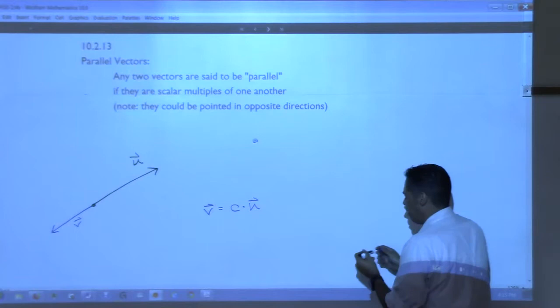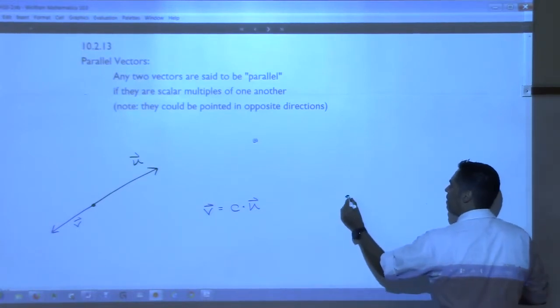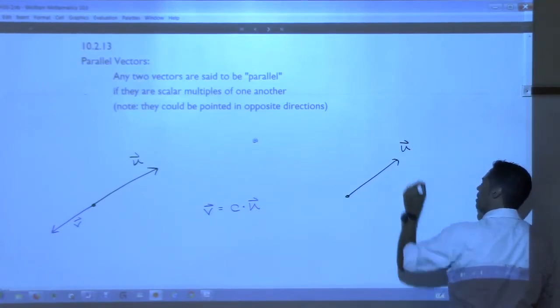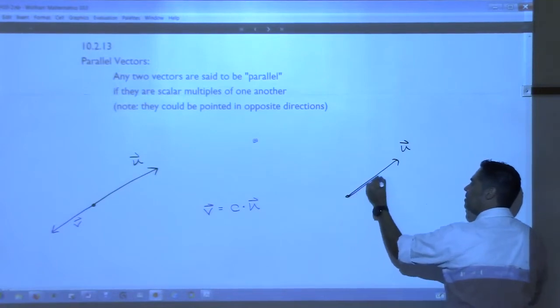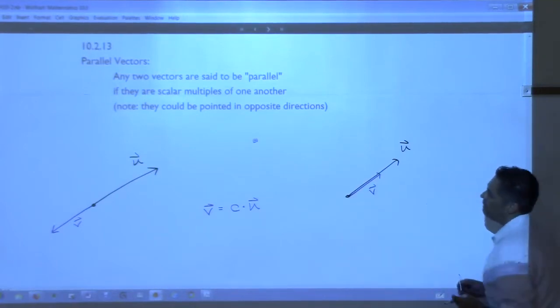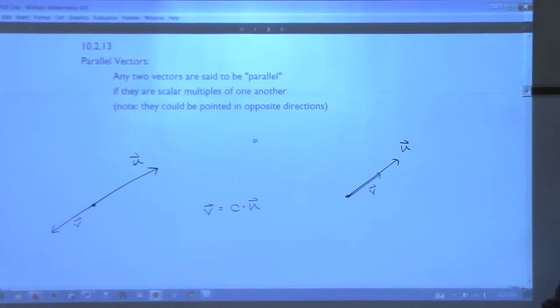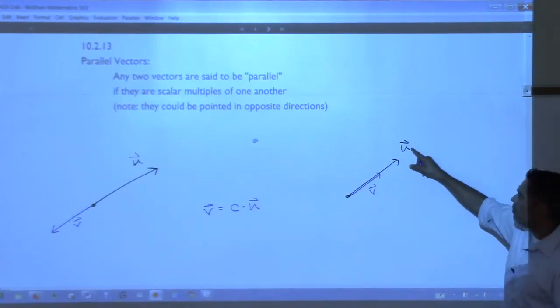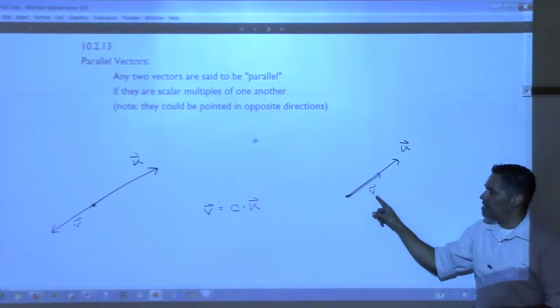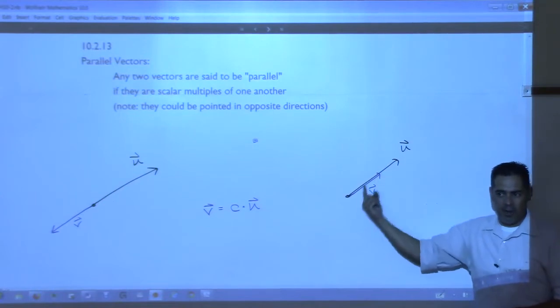Now, you could also have a situation like this. What if I give you a vector u like this, and then I give you another vector like this that's the vector v? Are those parallel? Yes. V is a scalar multiple of u, but this time the c would have to be positive, so it points in the same direction.